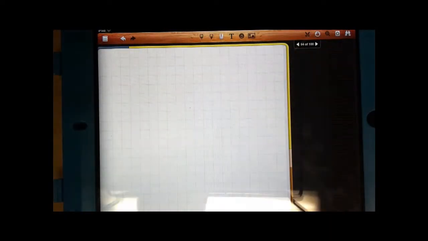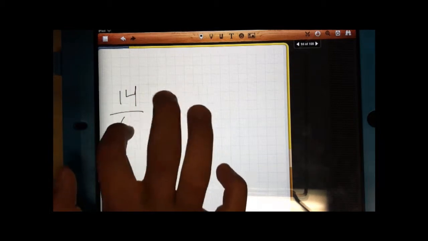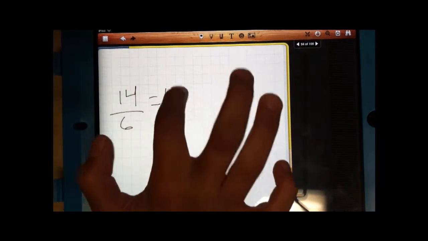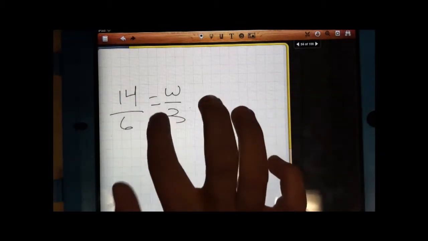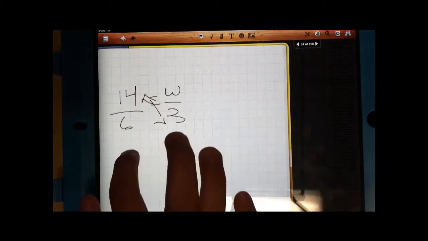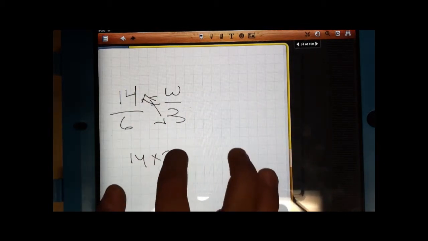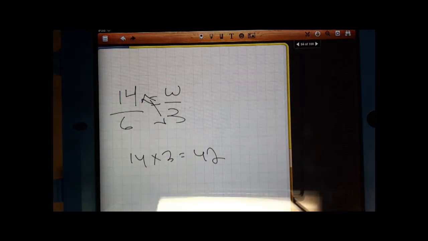So solving a math proportion is very easy. The first step is to write out your digits. So in this case, we have 14 over 6 equals W over 3. The next step is where you actually do the multiplication, and that's called cross multiplication. The way you do it is you go from 3 times 14 going across, and you multiply that. So you do 14 times 3, which is 42, and that's the cross multiplication.